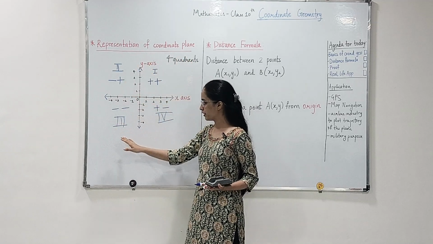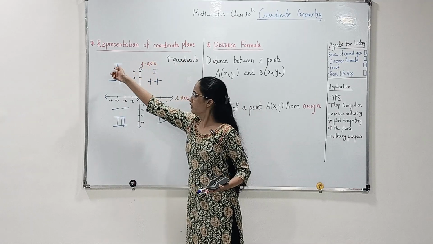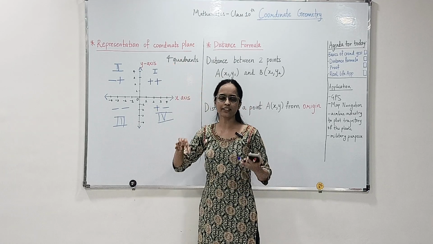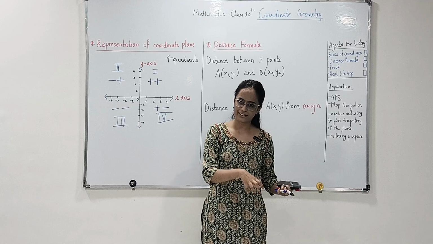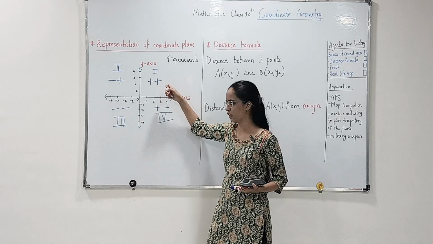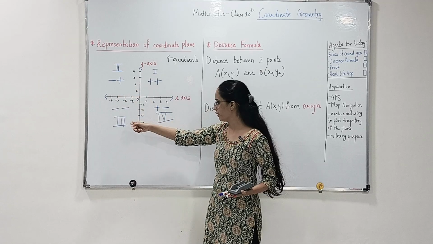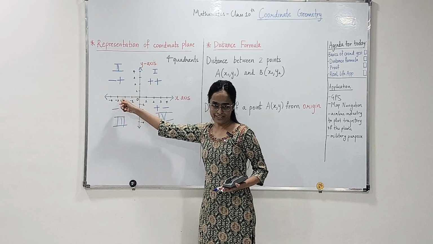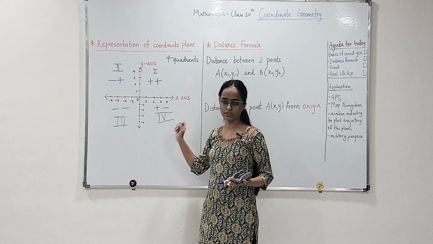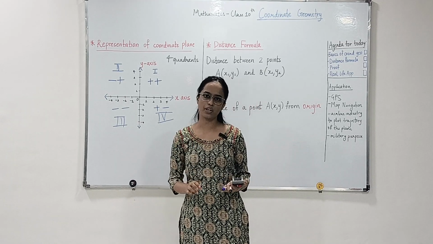The entire plane is divided into four parts, which are called the four quadrants: first quadrant, second quadrant, third quadrant and fourth quadrant, and each quadrant has its own sign for x and y. In the first quadrant, both x and y are positive. In the second quadrant, x is negative, y is positive. In the third quadrant, both x and y are negative, whereas in the fourth quadrant x is positive whereas y is negative. So that is all about the coordinate plane.